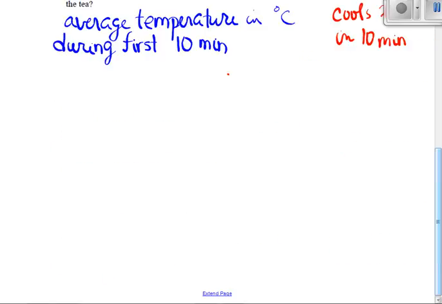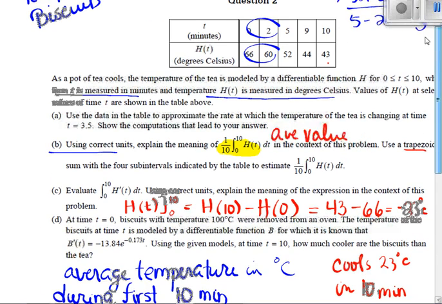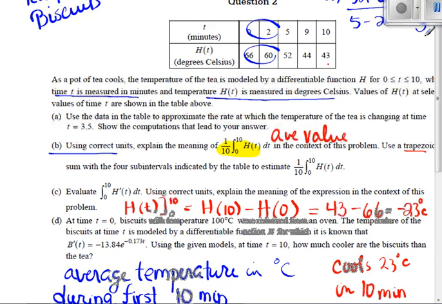So, at t equals 10, what's the temperature of the tea? How do you know? Just look in your chart. It's what? It was 43 degrees. And you'll see a problem on the exam that looks like this.